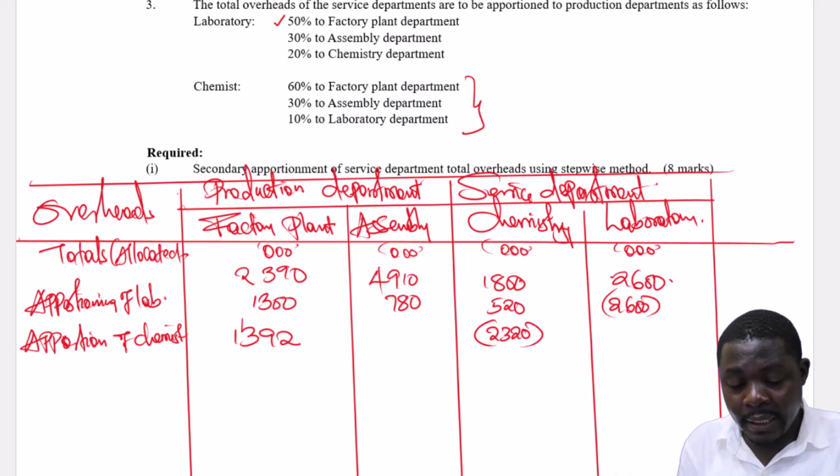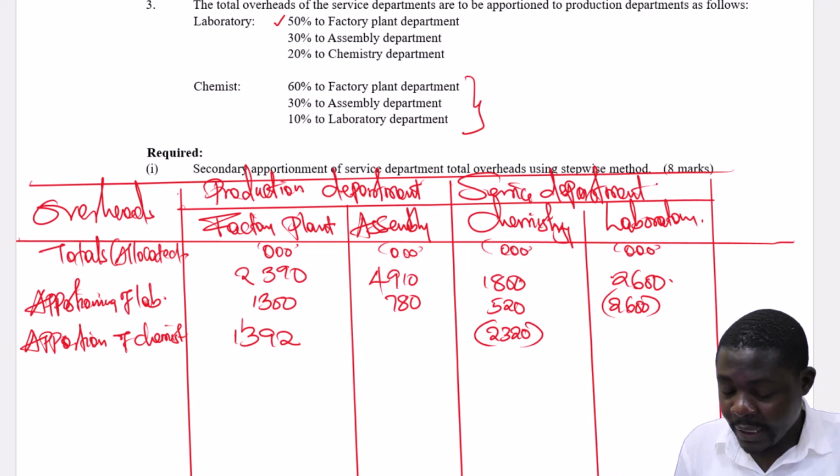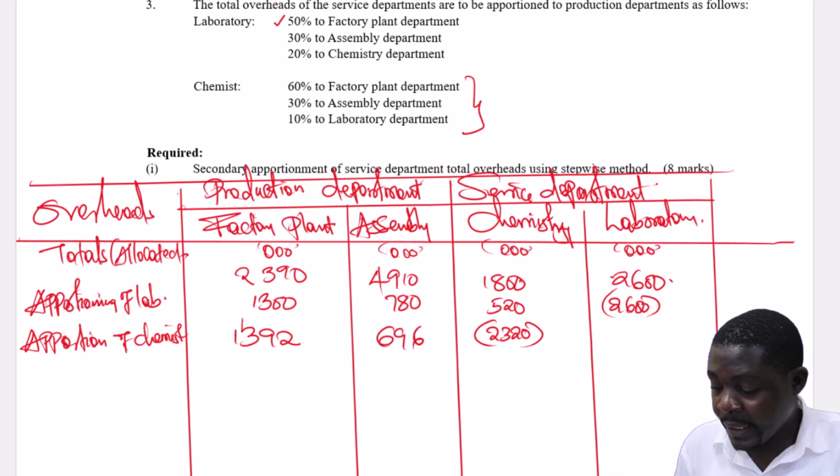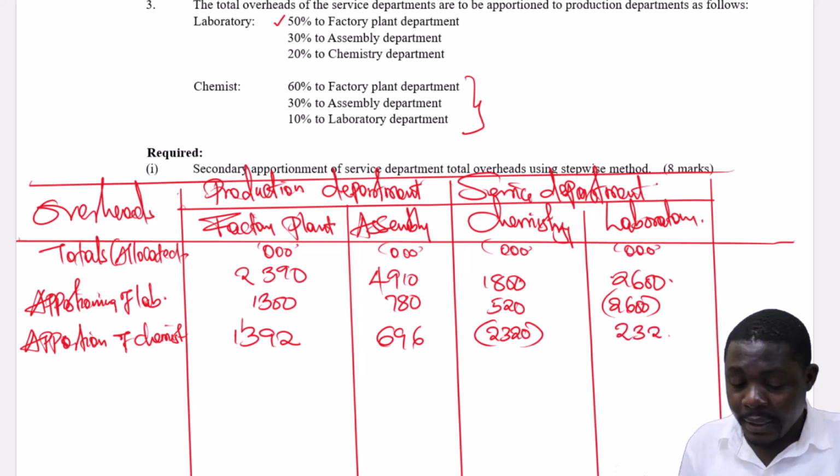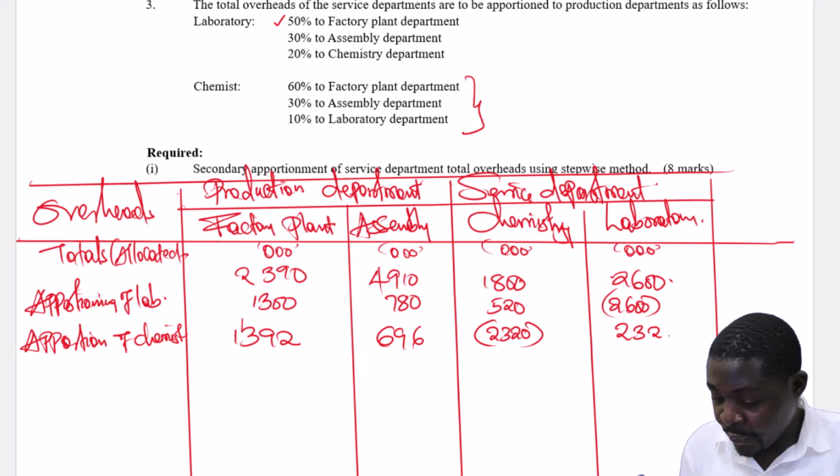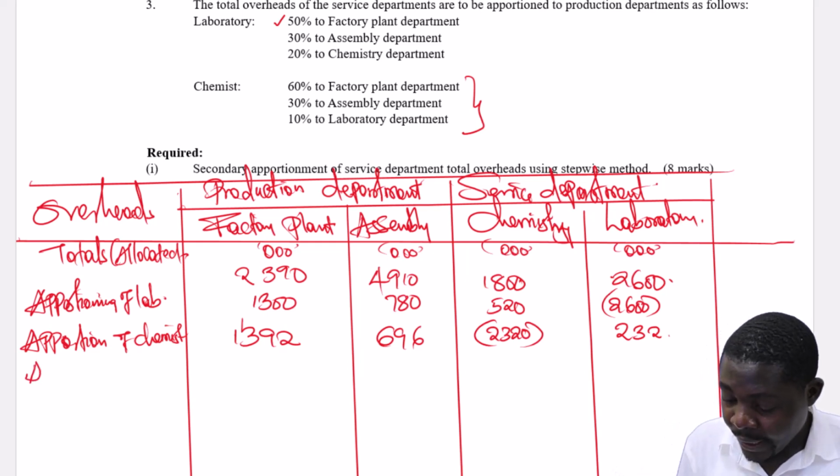Then you take 30%. You are going to get 696. Then 10% of that you should be getting 232. 10% is 232. Then we apportion lab again.